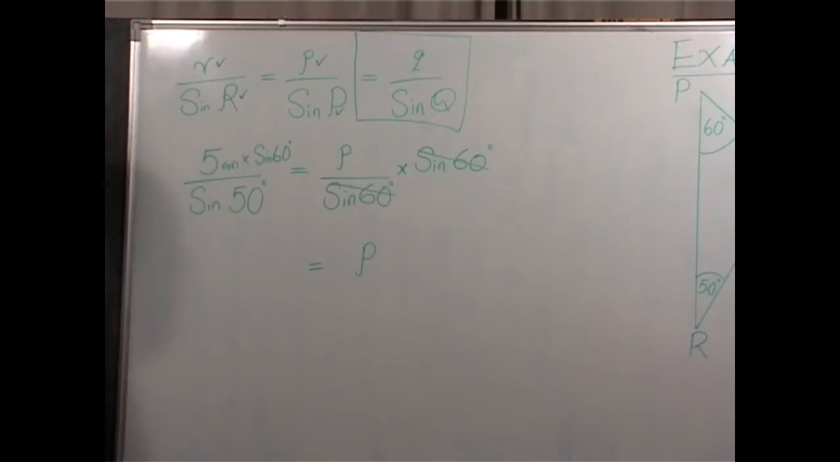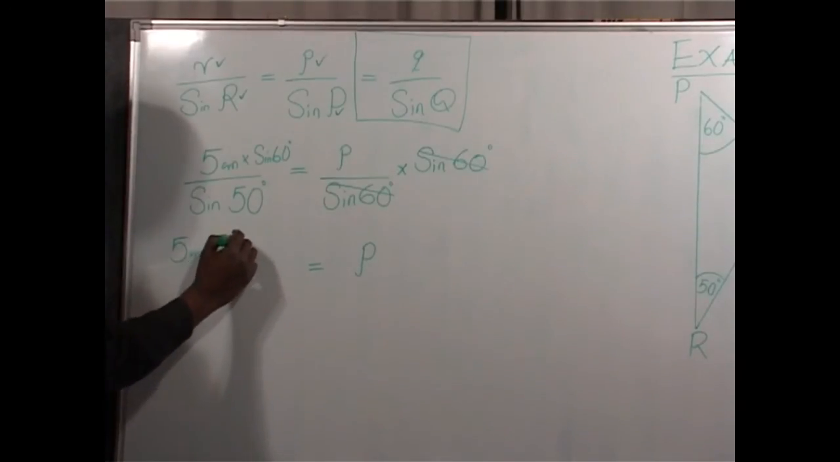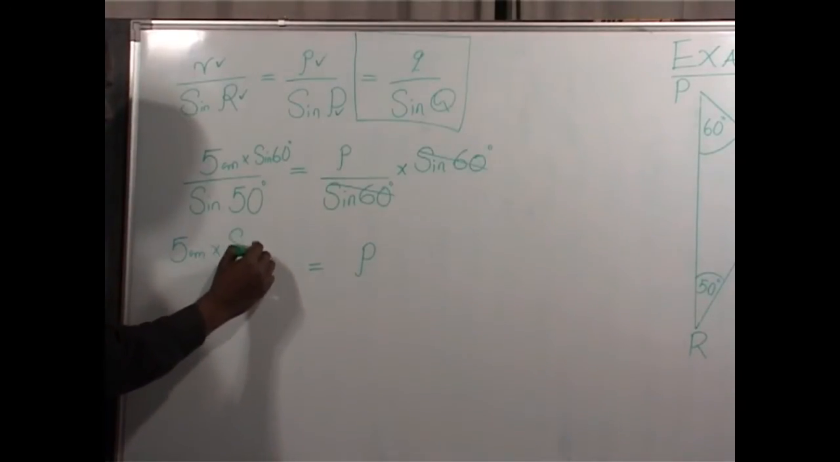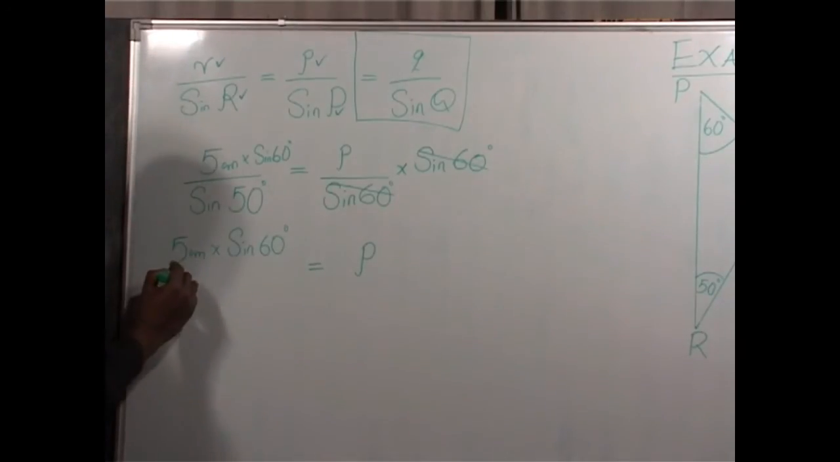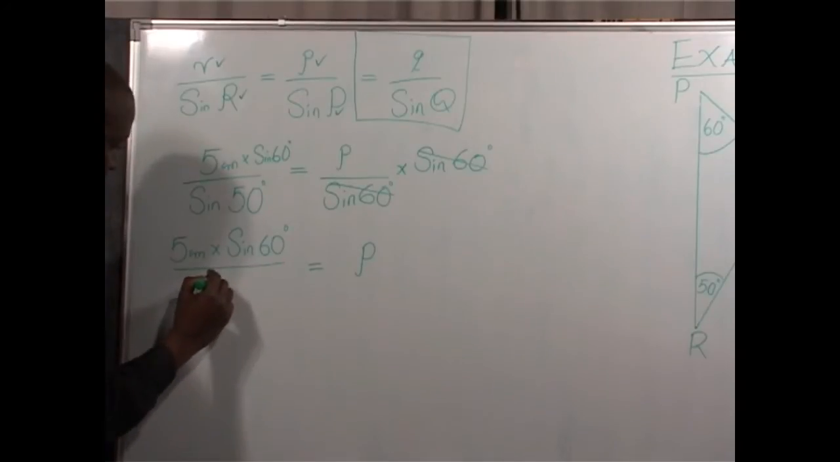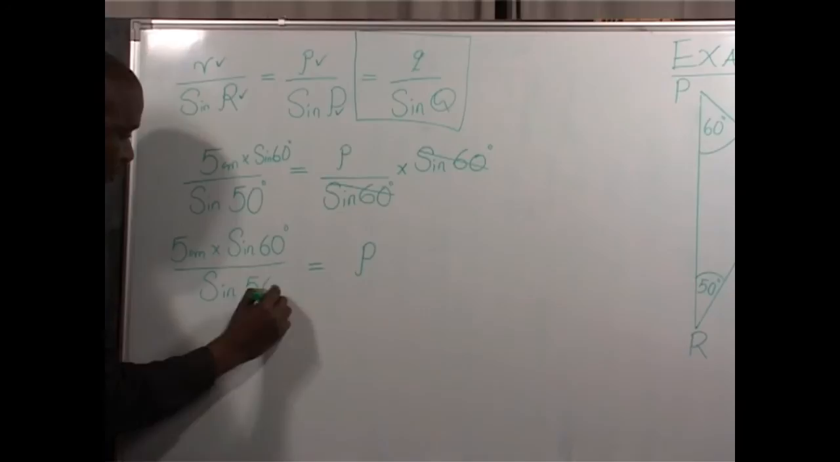On the left hand side, that is where we are going to have 5 centimeters multiplied by the sine of 60 degrees, and everything is divided by the sine of 50 degrees.